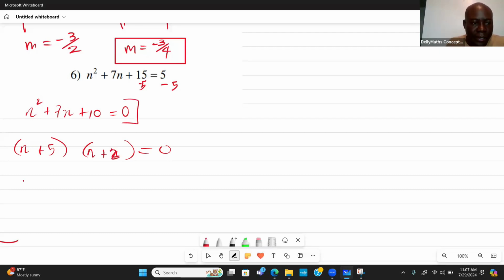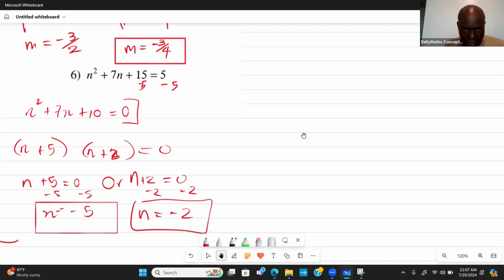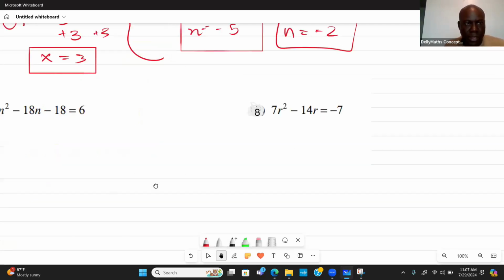Then we're simply going to say n plus 5 is equal to 0, or n plus 2 is equal to 0. And if we subtract 5 from both sides here, n is equal to negative 5. That's one answer. And if we subtract 2 from both sides here, then n is equal to negative 2 for the second response. All right. So there it is. We would have answered those. All right. Let's go to number 7.